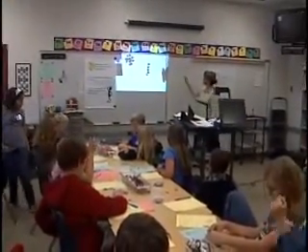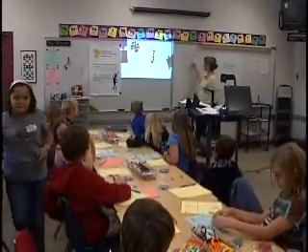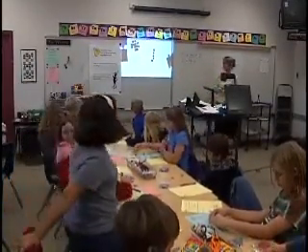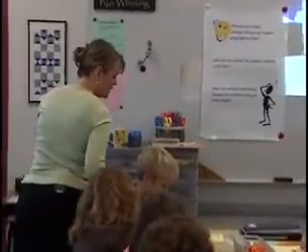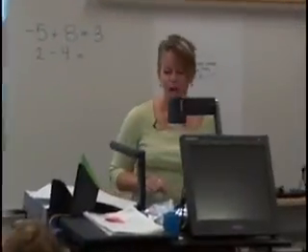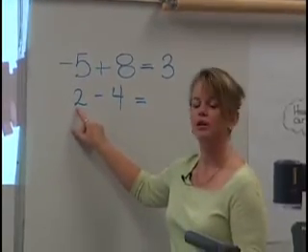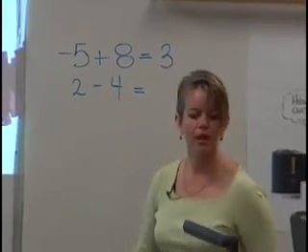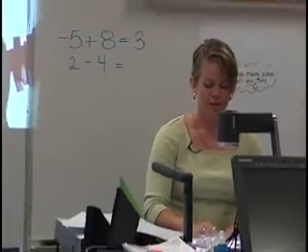Okay, positive 3. Here's another one for you. Model. All right, let's take a look. I see a lot of common mistakes going on. First of all, we need to model what we have. What is this? 2 what color? 2 yellow, right? There's 2 positives, so we start with my 2. What is the next number?